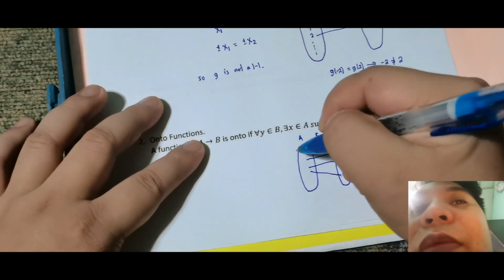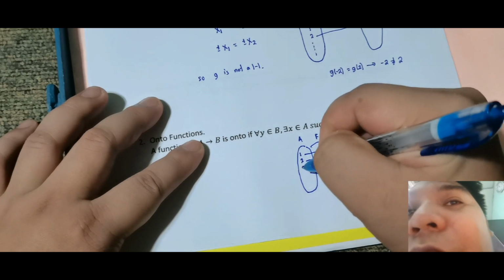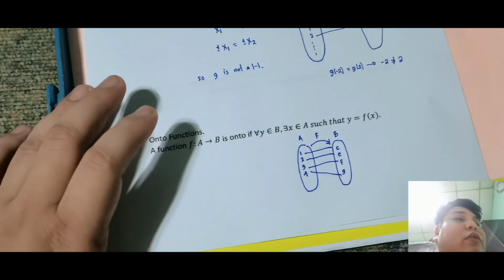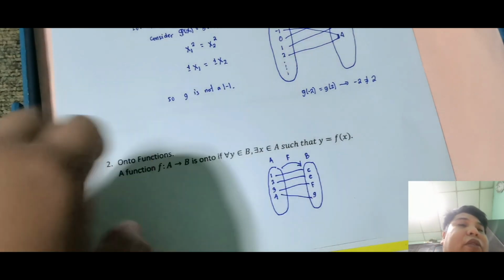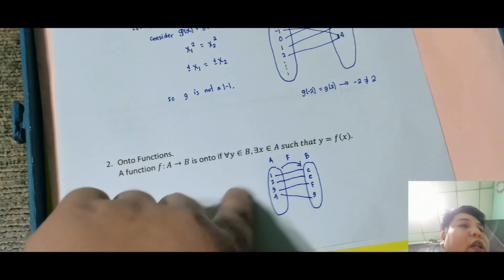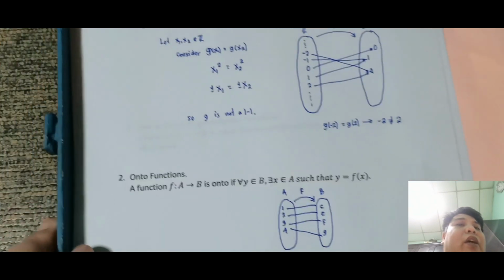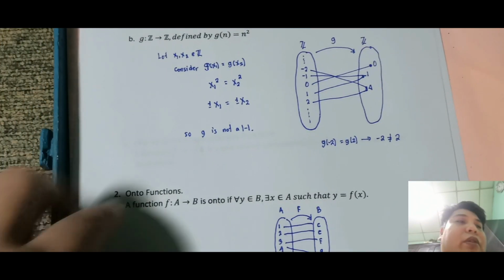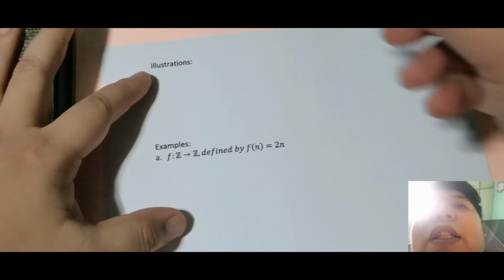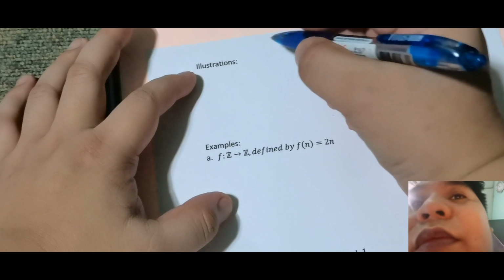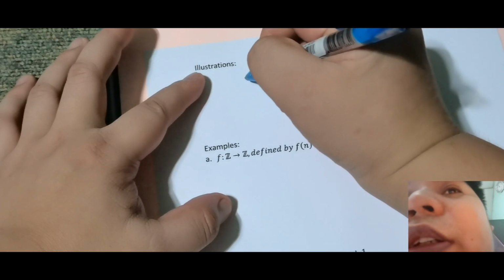Okay, so for example, ito ay 1, 2, 3, 4. Ulitin ko lang, dapat lahat nung dito may nagmap sa kanila. May counterpart na nagmap dun sa ating domain. Okay, ayun yung ibig sabihin ni onto function. So, let's have more illustration para makita nyo. Paano natin ibibigay yung example niyan? Okay, so consider natin itong una. Okay, so let's say ito yung ating x.